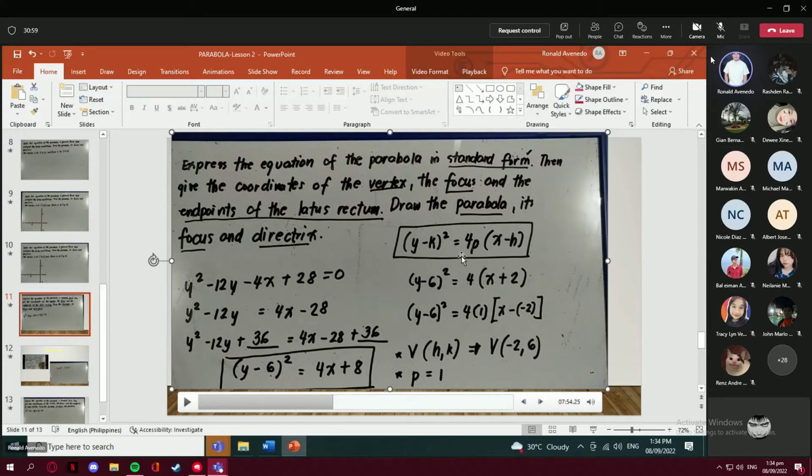Now, for your question, paano nakuha ang p? You have to compare these two, itong 4p and 4. So, 4p is equal to 4. So what number, if we multiply by 4, the result would be 4 itself? So obviously, it is 1. So therefore, P is equal to 1.